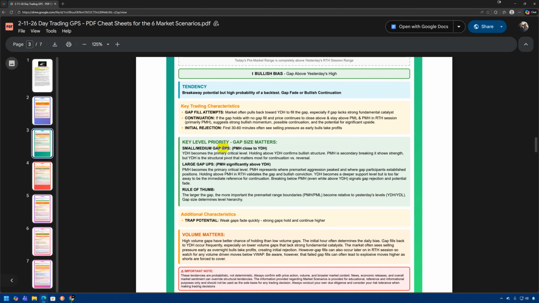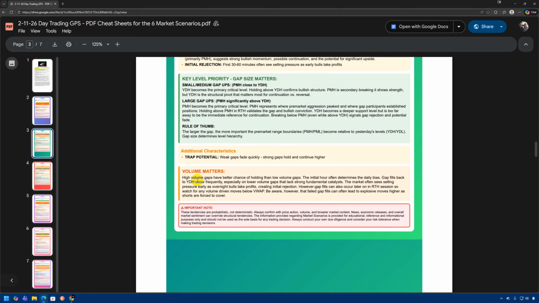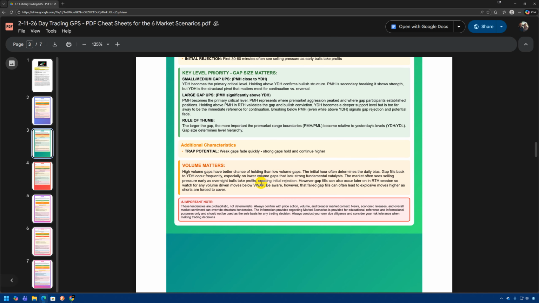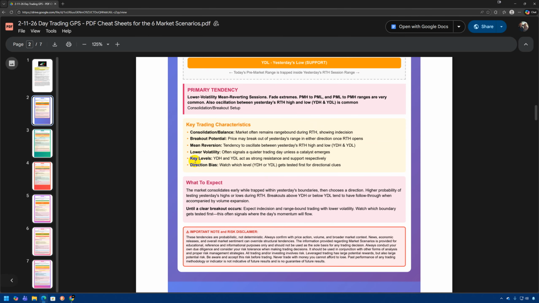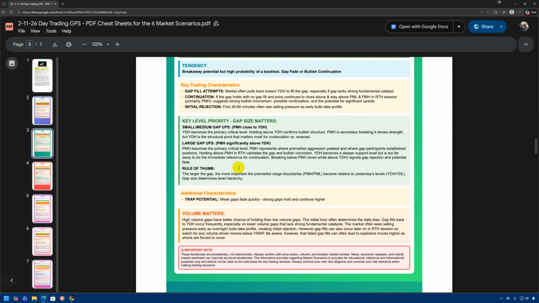In this case, key level priority with this particular market scenario is an expanded section here, with additional characteristics and some additional tips. We'll go back to this one here. Here you have a shortened version on key levels. So the key levels on some of these are going to be brief, and some of them will be a little more expanded.